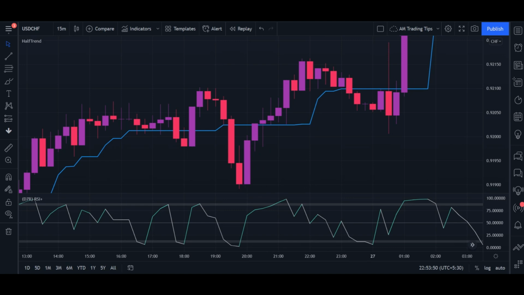For profits we will not keep any fixed targets. Instead we will do something different. We will take our profits when the RSI goes above 90. In this trade we exit at the close of this candle, as the RSI closes above 90. So we made profits here.